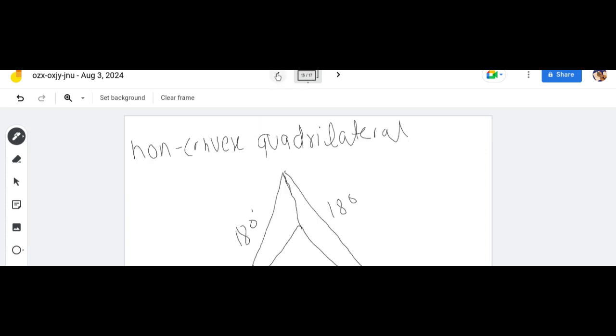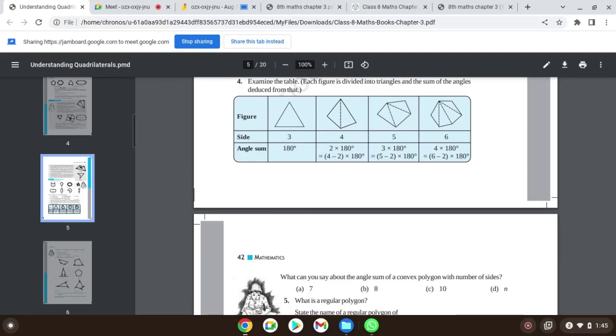Now you have to write it down. So in question number 4 we have to examine the table, then find the sum of the angles of the convex polygon with these sides, for example 7, 8, 10 and n. We have been provided up to 6 and you have to continue from the 6. For example, 6 gives 4 multiplied by 180. We subtract 2 from the number of sides and multiply the answer by 180.